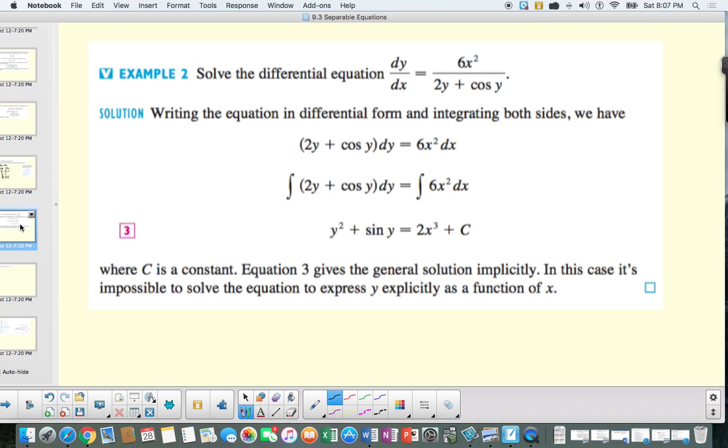Here is another differential equation that's separable, and I just went ahead and showed you the solution instead of working it out myself. And again, we gather up all the y's on one side, the x's on the other side, integrate, and here's our answer.